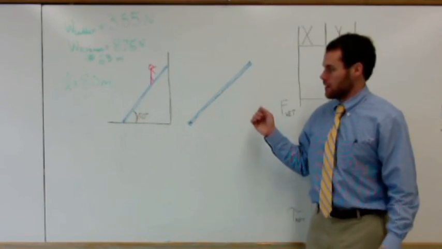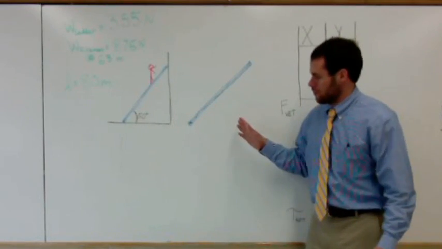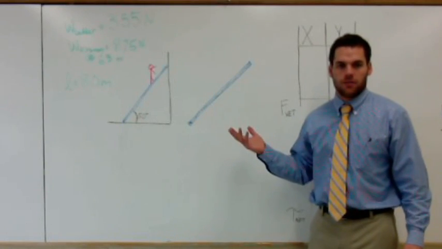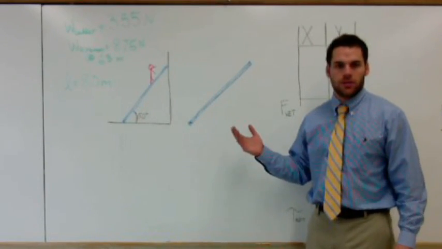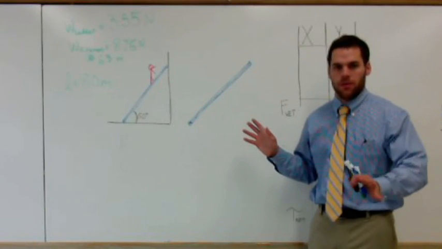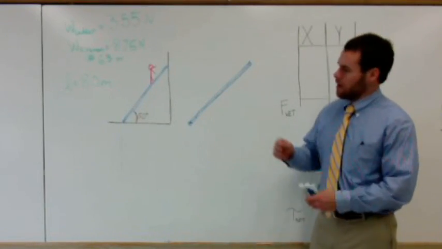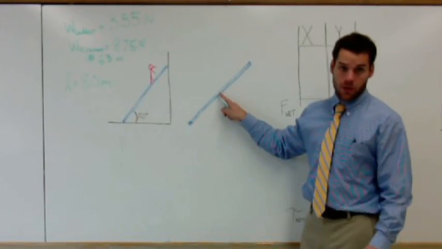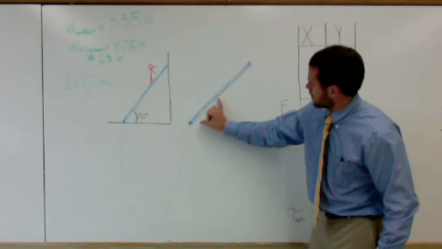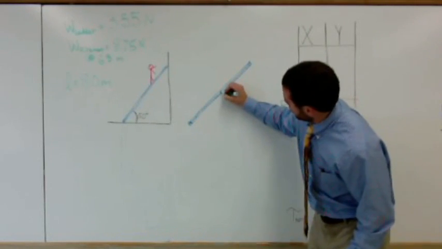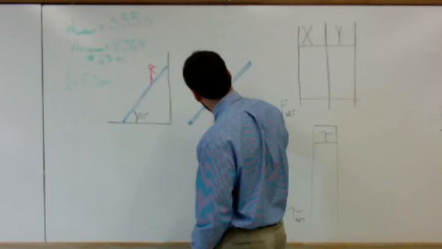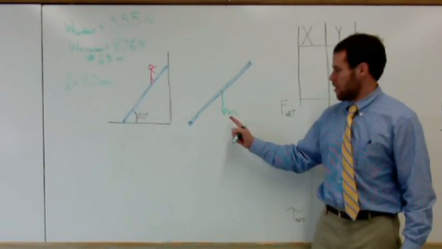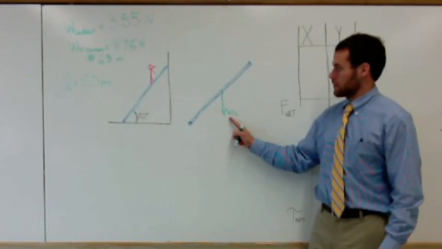So here's our ladder. I've decided to make the bottom point of the ladder the center of my axis of rotation, so that way I don't need to worry about the torques there. A little bit more about that in a second. First force I have is the weight of the ladder. The weight of the ladder is going to be at the center point of the ladder, so halfway up. Here we have the weight of the ladder right there.